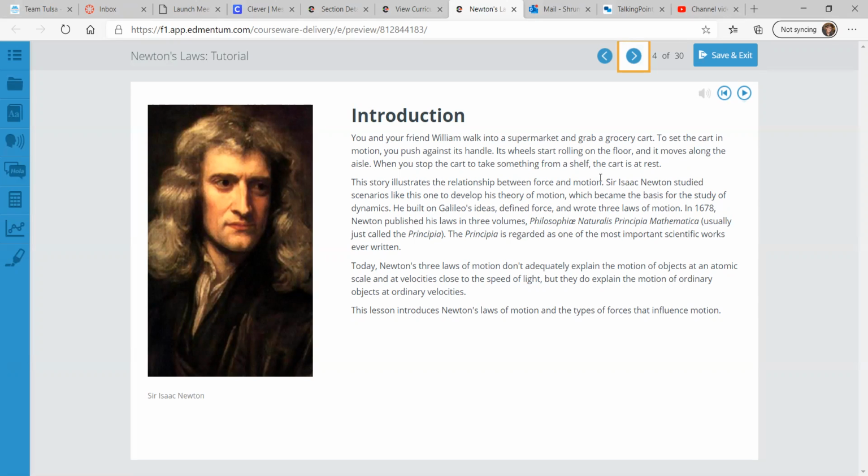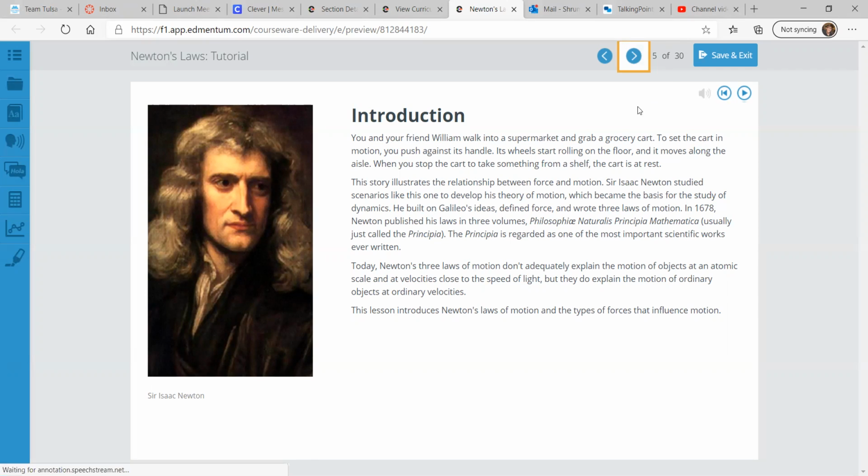usually just called the Principia, and is regarded as one of the most important scientific works written. Today, Newton's 3 laws of motion don't adequately explain the motion of objects at an atomic scale and at velocities close to the speed of light. But they do explain motion of ordinary objects at ordinary velocities. So Newtonian laws and physics deals with most motion.